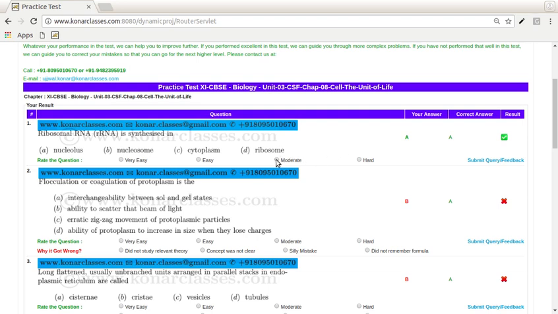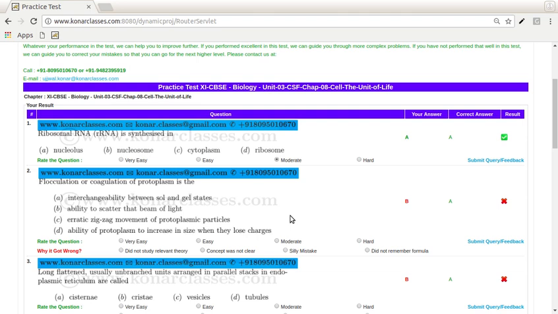Suppose you rate the question moderate. I repeat, for you it is moderate, but the same question for another student could be hard, and for another student it could be easy. But for each individual, the computer system will process all these things and come up with a very good kind of predictive analysis report.